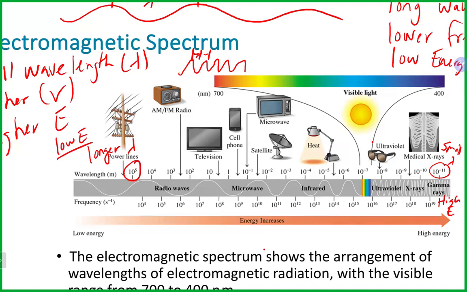So for example, we have things like radio waves here, which have longer wavelengths. So when you tune your radio, for example, to 95.5 megahertz, that is a frequency, right? Bringing radio waves into your radio.